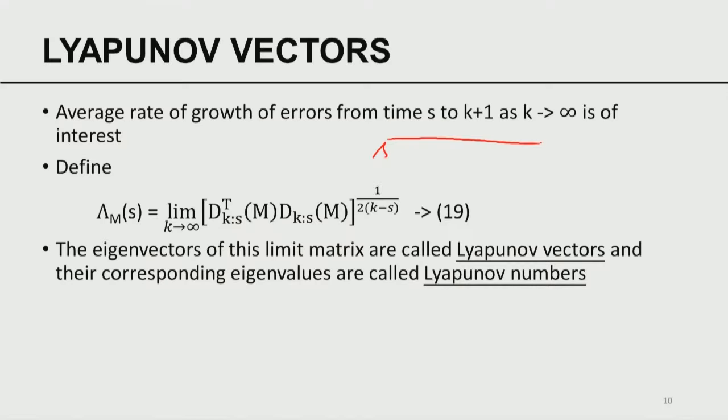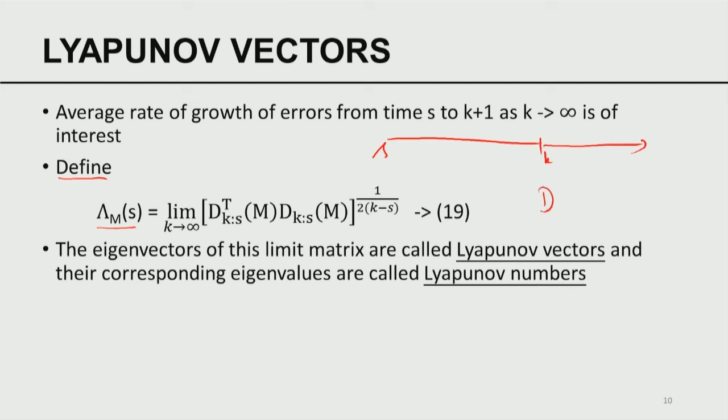So given s as a starting point fixed, this is k, I would like k to go to infinity. So from a fixed starting point, if I want to make forecasts for asymptotically large values of time, over that time, what is the average rate of growth of errors as seen through the model? To that end, I am going to define a new matrix. So what is this matrix?